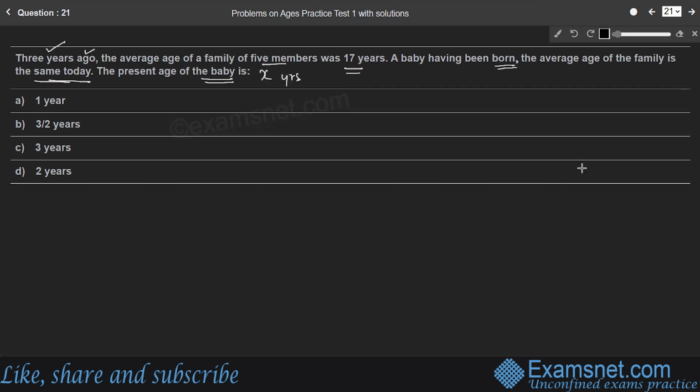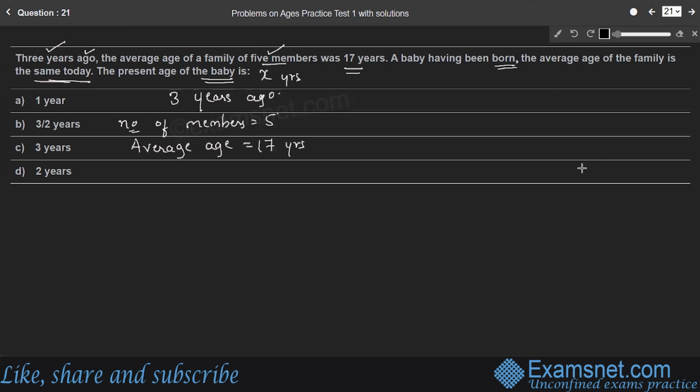And 3 years ago, the average age of the 5 family members, and the number of members is equal to 5 here. So we'll consider 3 years ago, the number of family members is equal to 5, and their average age was 17 years.